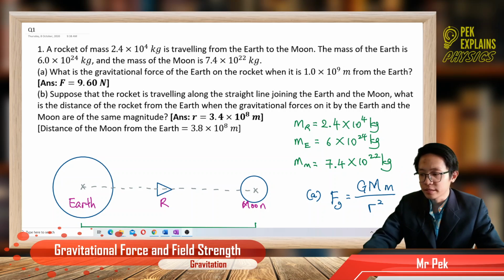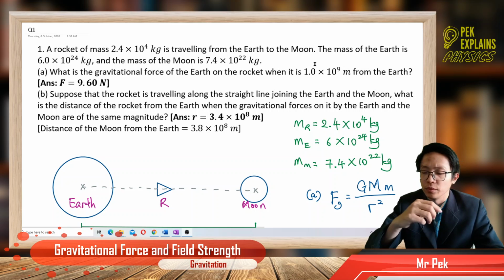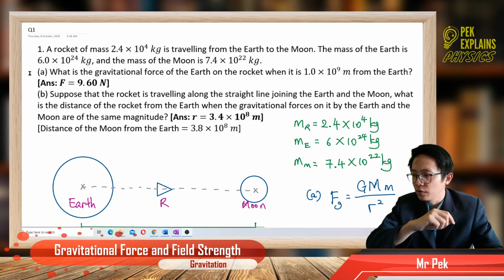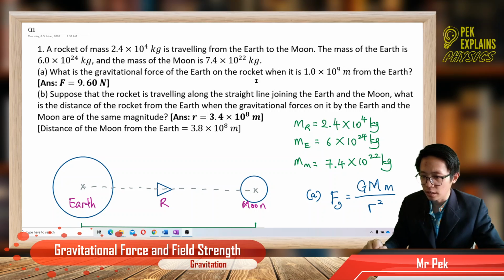Hi, now let us discuss gravitational force and field strength. Now let us read this question. A rocket of mass 2.4 × 10^4 kilogram is traveling from the Earth to the Moon. The mass of the Earth is 6 × 10^24 kilogram and the mass of the Moon is 7.4 × 10^22 kilogram. What is the gravitational force of the Earth on the rocket when it is 1 × 10^9 meter from the Earth?